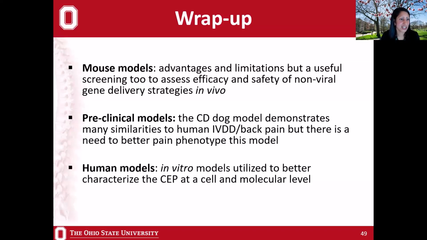Last but not least, human models offer a lot of utility and promise. We're using this to look at the cartilage end plate. But again, there's a lot of characterization that needs to be done. It's a very important tissue that's been underexplored for so long. And I think if we're going to design therapeutics, we really need to target the end plate and understand what's going on in the end plate and address disc degeneration there also.